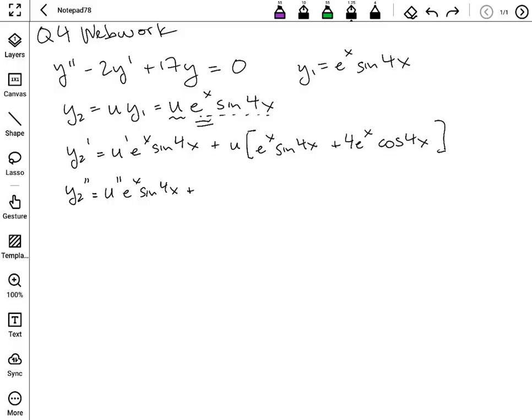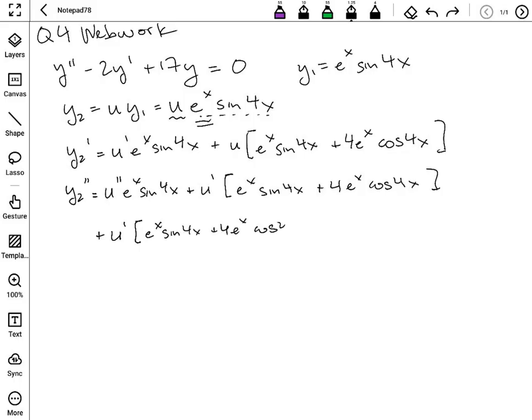Or I might leave u prime as it is, and then take the derivative of e to the x sine 4x. But that's going to be the exact same thing that I got when I took the derivative of e to the x sine 4x above. So I'm just going to go ahead and copy that down here. And now I'm going to try to take the derivative of this whole second term, u times the term in brackets. First, if I take the derivative of u, I get u prime, and then I could leave everything in brackets as it currently is. So e to the x sine 4x plus 4 e to the x cosine 4x.